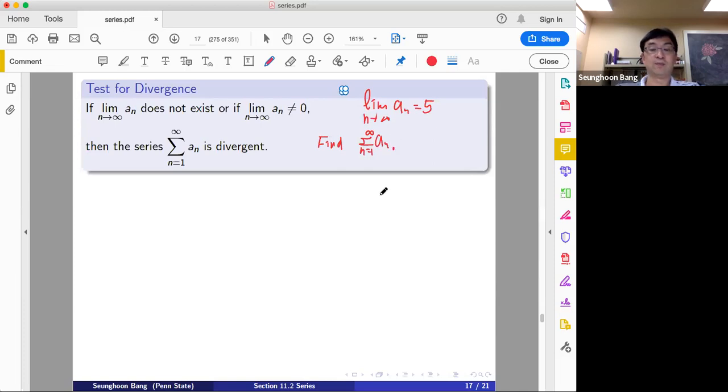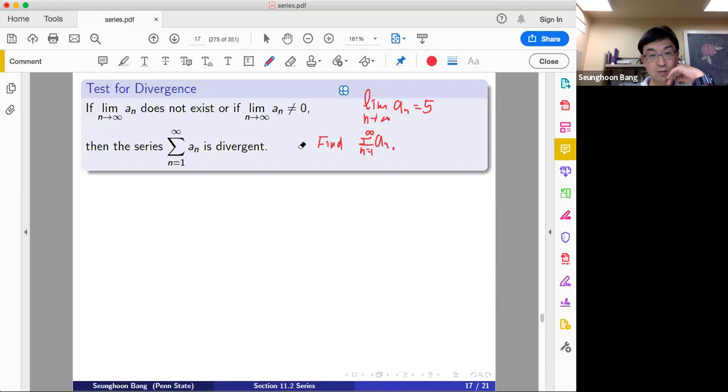What is your answer? The limit of an equal to 5. You can define summation of an. So what is your answer? Summation of an? What's your answer? Could you write your answer on the chatting board? The limit of an equal to 5, what happens? This one, so change a little bit.